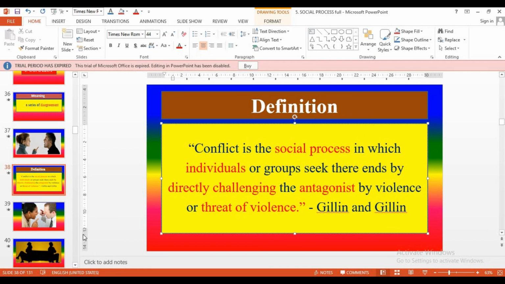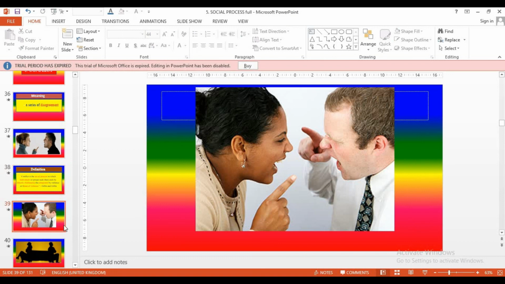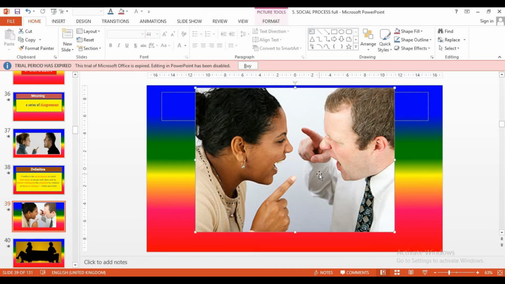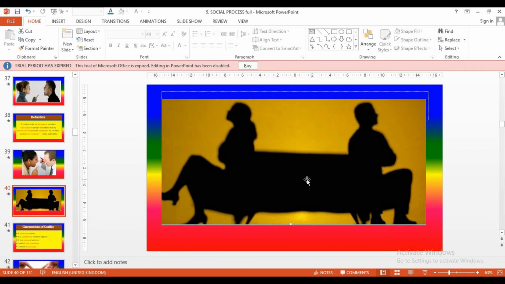Directly challenging. Look at this conflict between two males at the family level, in a family. Next picture, disagreement between husband and wife.